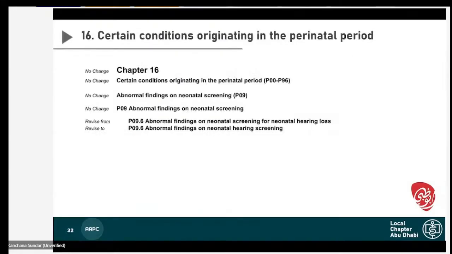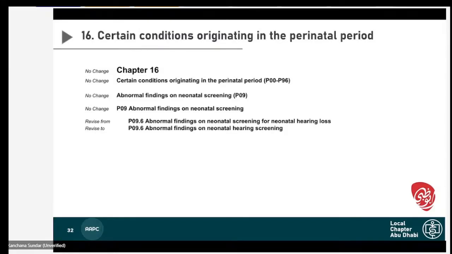We don't have any changes with the pregnancy chapter, and we have one change with the perinatal period chapter, that is about the P096. There is no code change though. There are no new codes, no deletions, but one change is on the revision of the instruction.